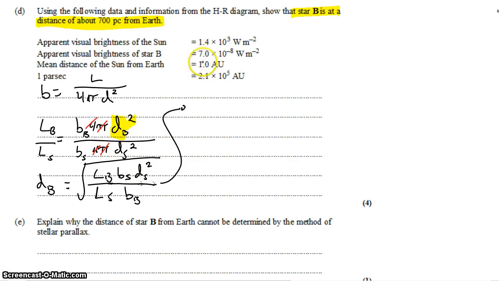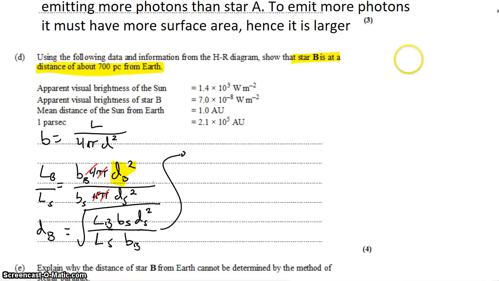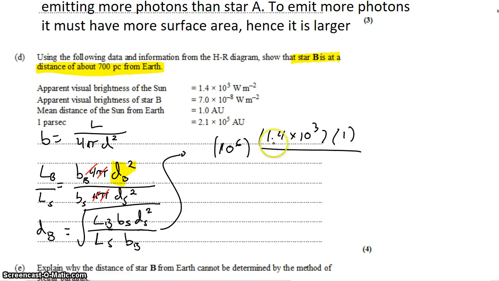But it turns out that we know all of this. 3 out of 5 are given in the table. It's the luminosities that we don't know, but we do know that the ratio of the luminosity of star B to the luminosity of the sun is 10 to the 6th to 1. That's 10 to the 6th, LB divided by LS. At the same time, we know the apparent brightness of the sun, 1.4 times 10 to the 3rd. We know the distance from the sun to the Earth, that's 1 AU. And we know the apparent brightness of star B, 7 times 10 to the negative 8. We want the square root of all of that.